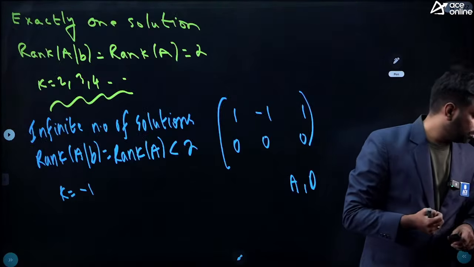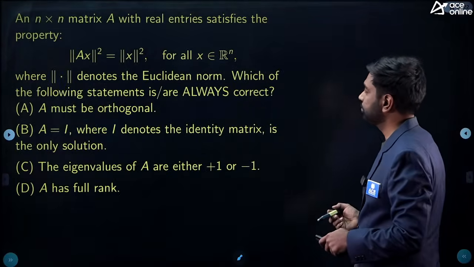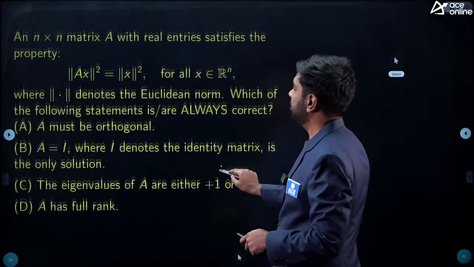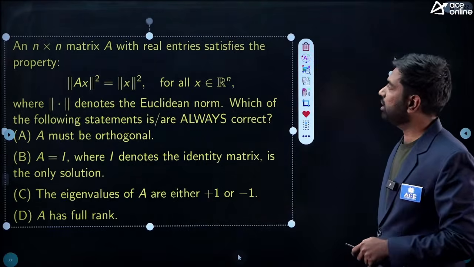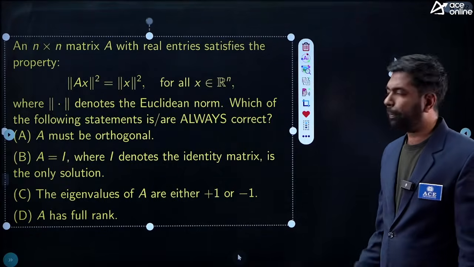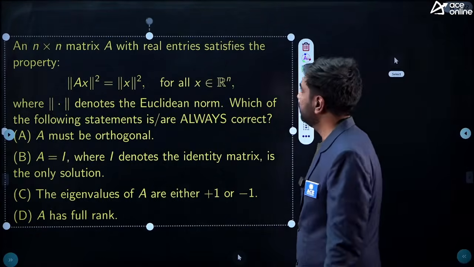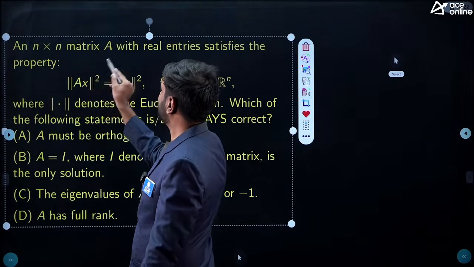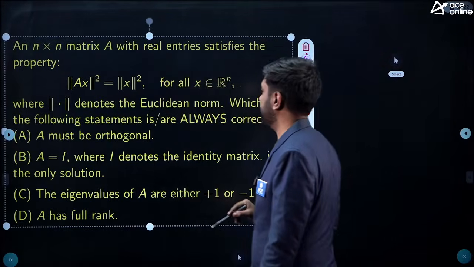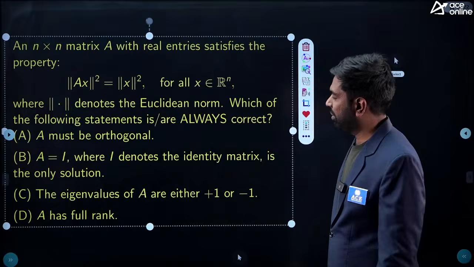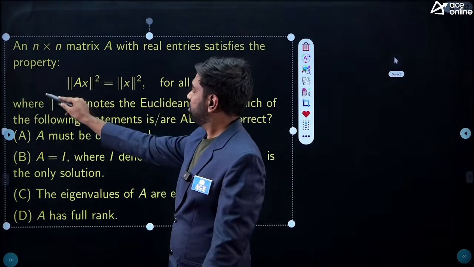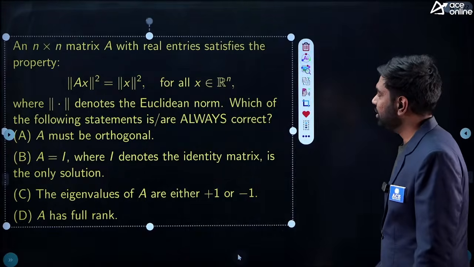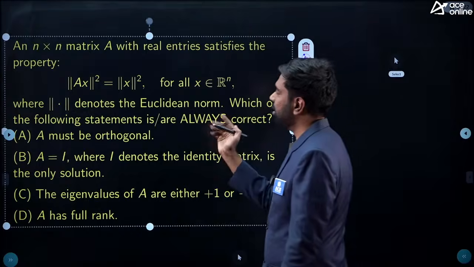Let's proceed and solve the next question. Let's see what he says in this question. He says there is an n cross n matrix A with real entries which satisfy the property that the norm of Ax whole square is equal to the norm of x square for all x belonging to R power n, where this notation is nothing but the Euclidean norm. Which of the following statements is/are always correct? So again, it's an MSQ.